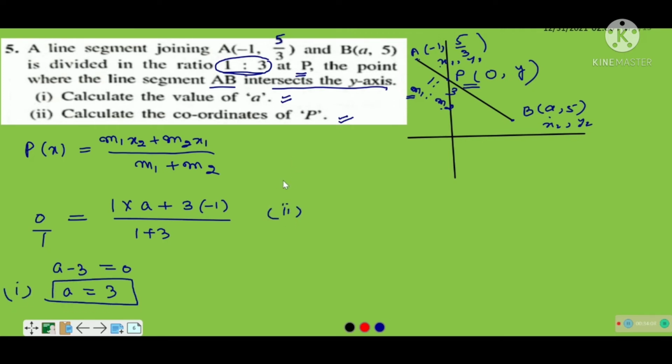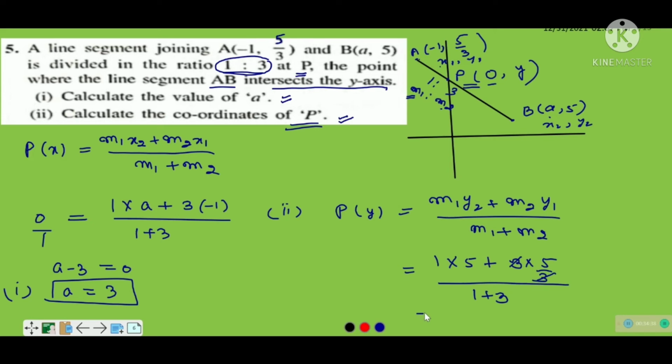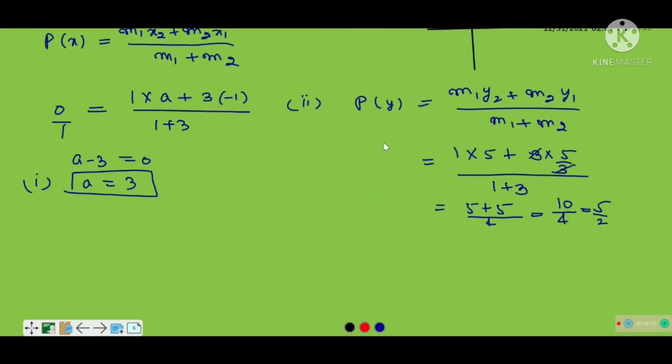In part 2, we have to find the coordinates of P. X coordinate of P is 0. Y coordinate हमें find out करना है. तो चलिए section formula apply करते हैं. Y coordinate of P is 5 upon 2, means coordinates of P are 0, 5 upon 2. This is the answer for part 2nd. You can write 0 and 2 and 1 by 2.